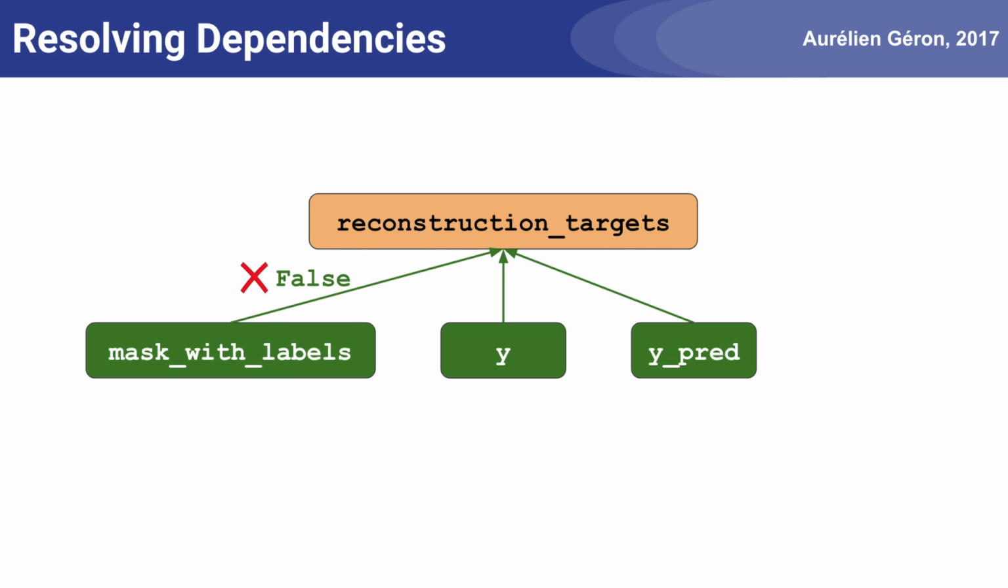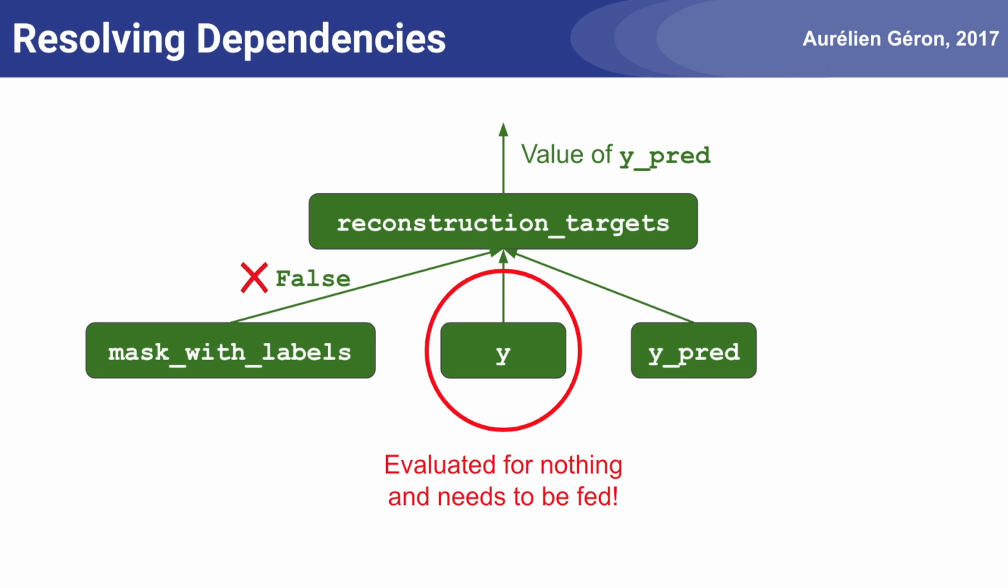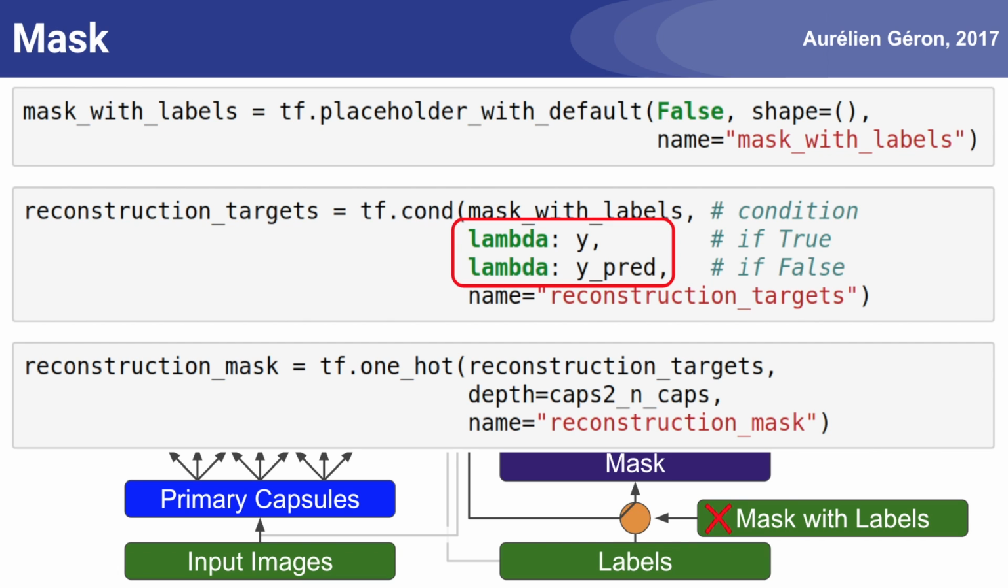Now suppose mask with labels evaluates to false. Then again, the reconstruction targets will do the right thing. It will output the value of ypred. But this time, we evaluated y for nothing. It's just a placeholder, so it won't add much computation time, but it means that we must feed y even if mask with labels is false. Well, actually, we can just pass an empty array, and that's fine. So it will work, but it's kind of ugly.